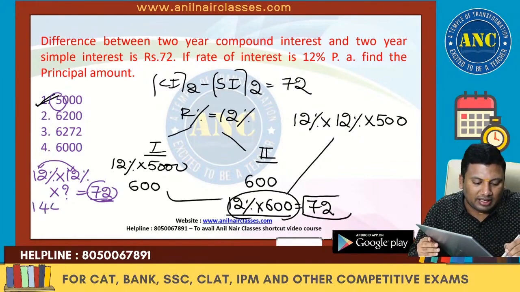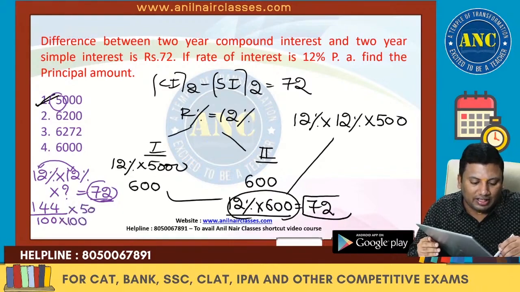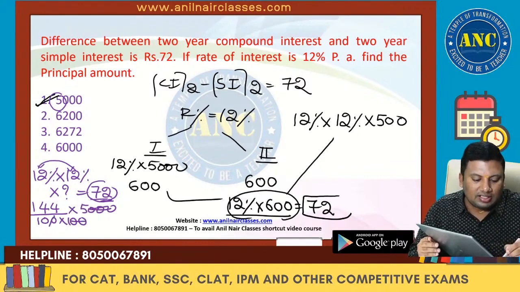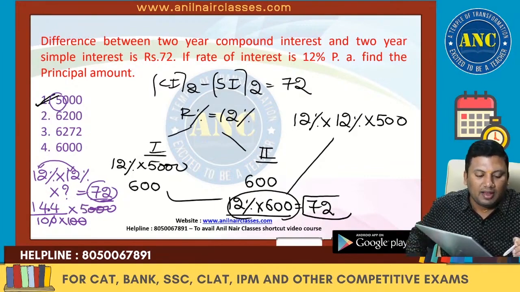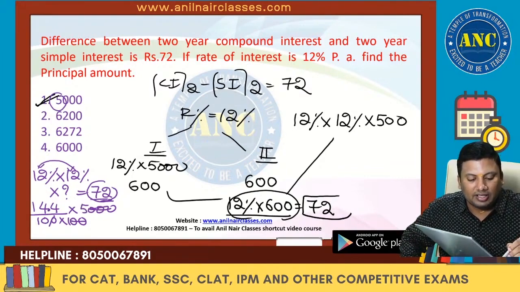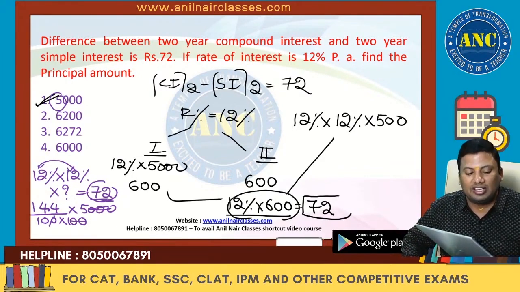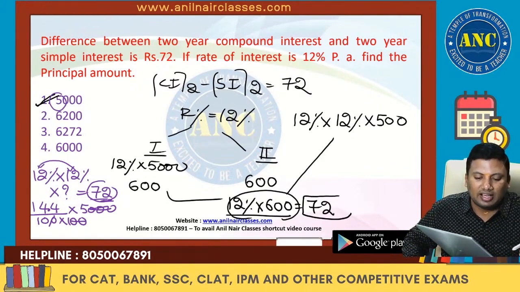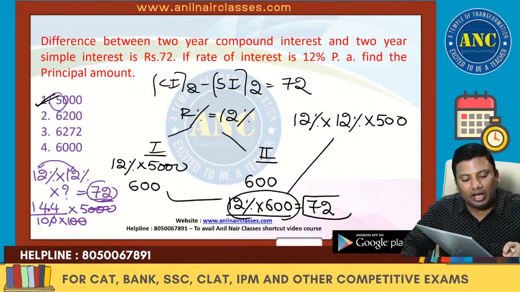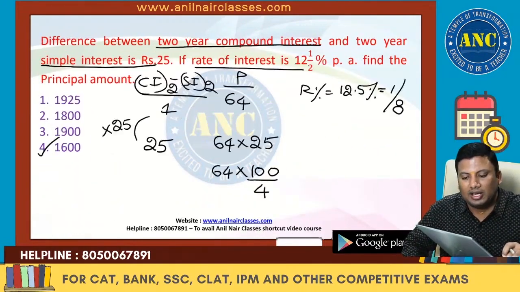This is 144 divided by 100 into 100 into 100 into 5000. 3 zeros cancel. So if you observe, it is 14.4 into 5, which is 72. So the answer is 72. I hope all these problems are clear to you.